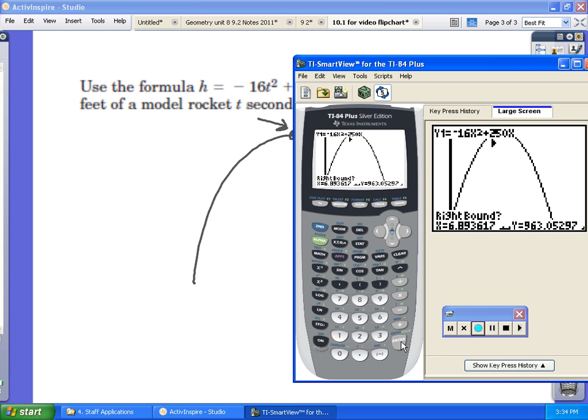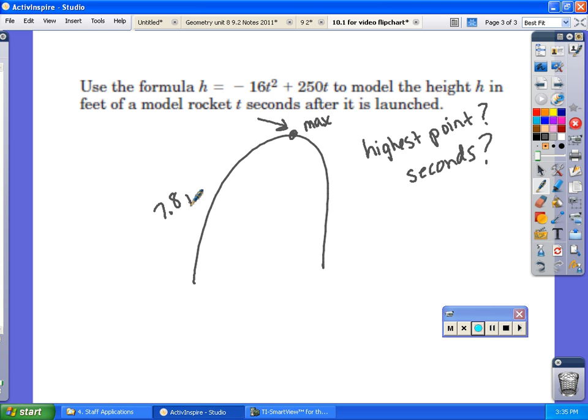And then it says right bound. So I'm going to now move to the right of the vertex. A little more. And now I'm going to hit enter. And the last step, it just says guess. You're going to just hit enter a third time. And it says our maximum is, and let me write this down, x is 7 and 8/10, and y is about 977. 7.8, 977.